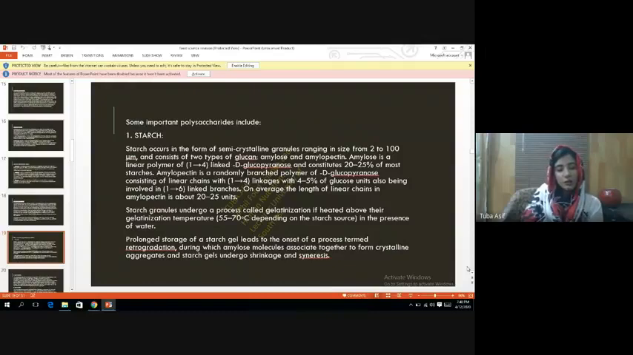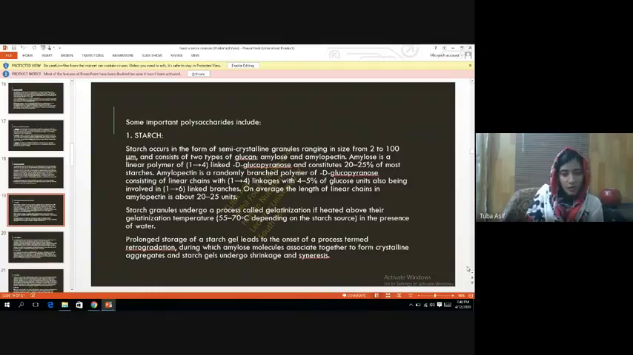So now some of the important polysaccharides are discussed in this slide, and the first one is starch. Starch occurs in the form of semi-crystalline granules ranging in size from 2 to 100 micrometers and consists of two types of glucan, that is amylose and amylopectin. They have two types of polysaccharide in their chain.